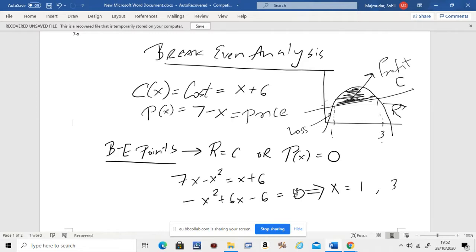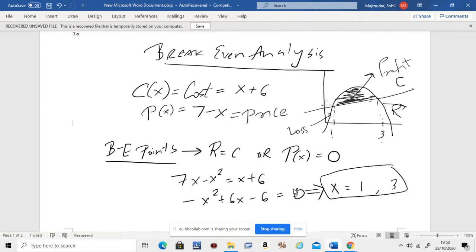So what you have to do is make the revenue equal to cost, get everything on one side, make it equal to 0 and solve for x. These x values are just an example, it's not a solution to that. Whatever x values you get, those points are the break-even points.